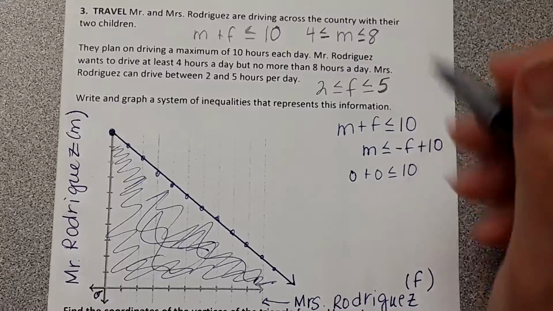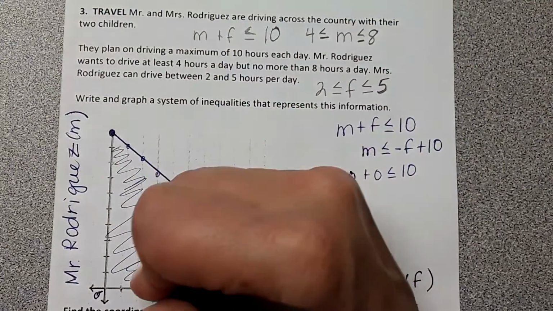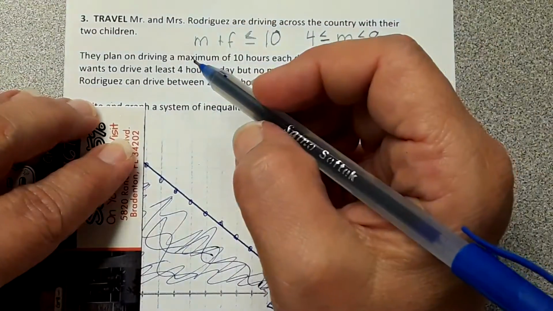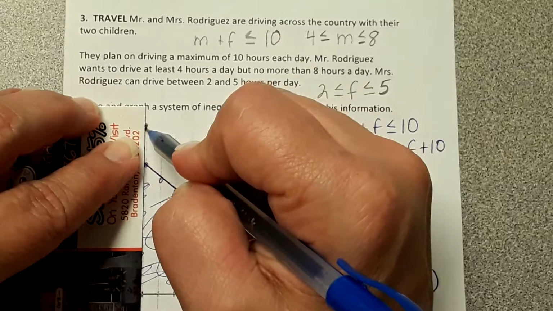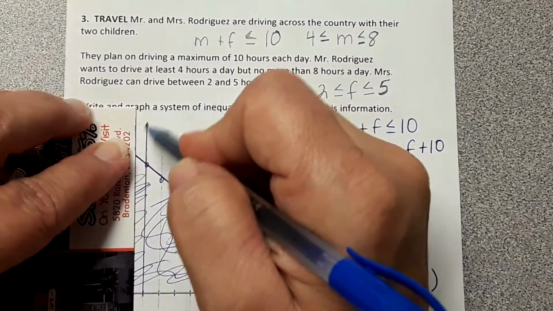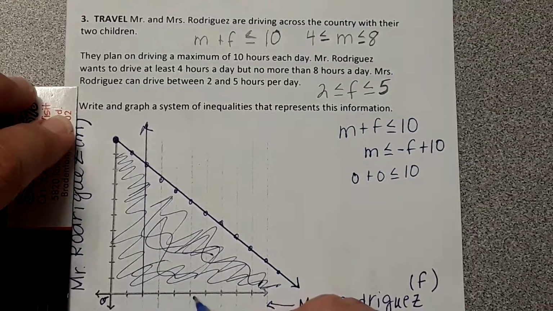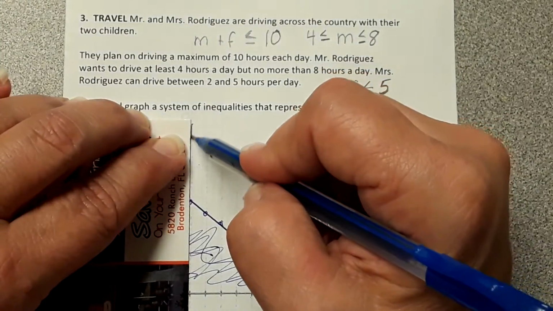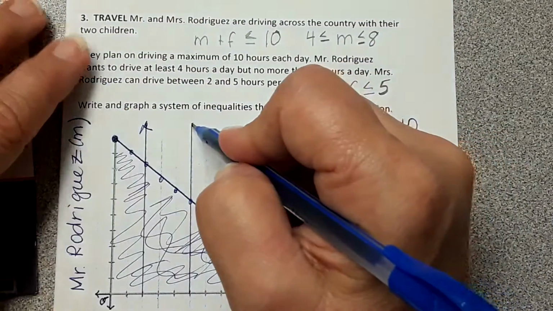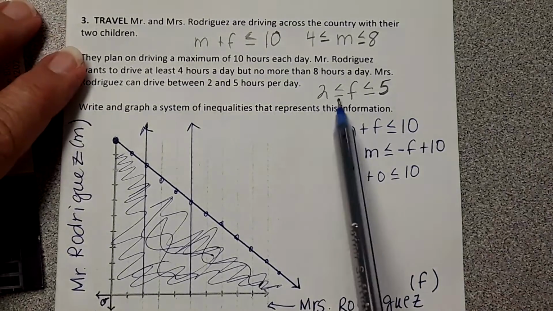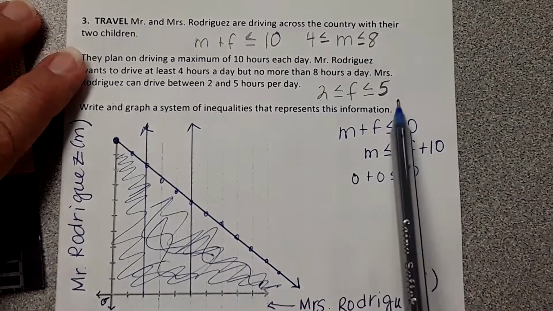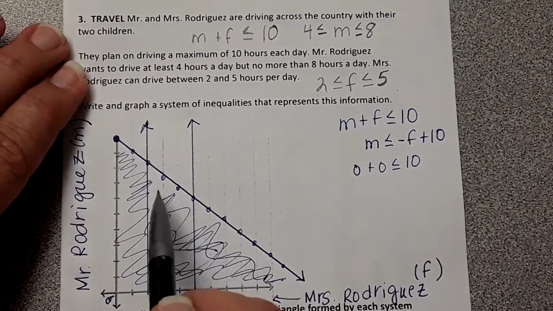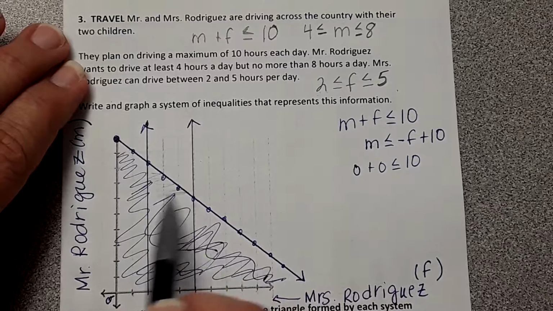So for Mrs. Rodriguez, right? For Mrs. Rodriguez, I'm going to go over to 2, and I'm just going to draw a vertical line at 2. One, two, three, four, 5, and I'm going to draw a vertical line at 5 because she drives between 2 and 5, correct? Well, that's what it says. She drives between 2 hours and 5 hours. So she's driving right here.